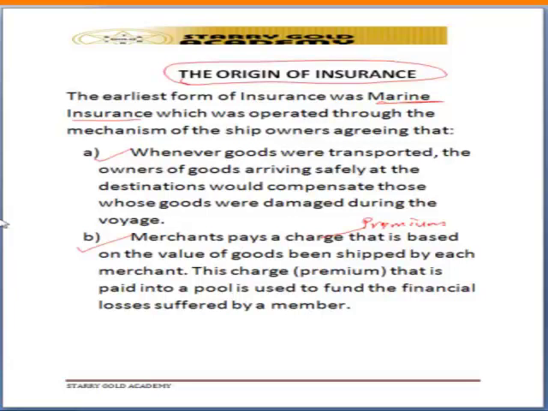This premium that is paid into a pool is used to fund the financial loss suffered by a member, just as I've just said. It is from the pool they now compensate whoever suffers a loss. This is one of the primary functions of insurance, the common pool, to bring together risks of similar character and collect premium on those risks, and from that premium they now pay whoever suffers a loss. So this is just the way that insurance was practiced then.